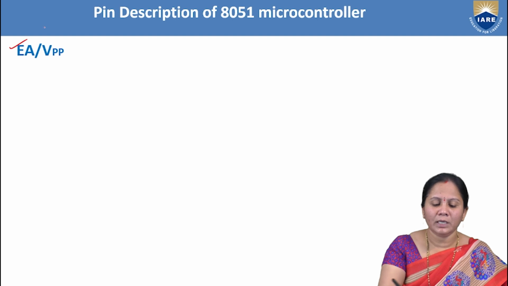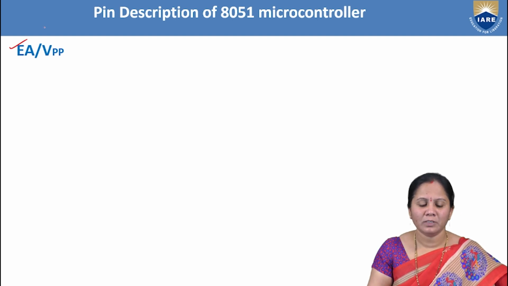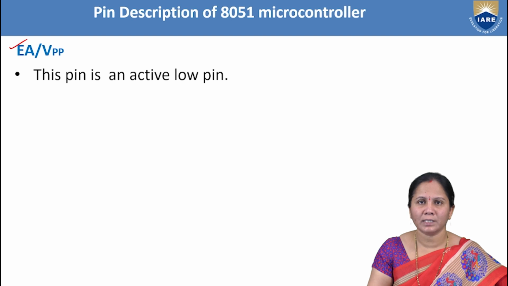And another one is EA by VPP. Here EA stands for external access. This is an active low pin.